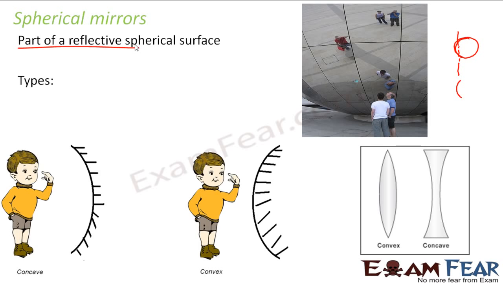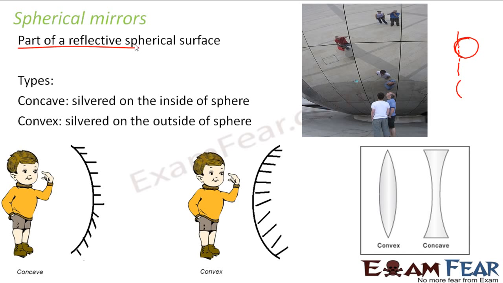So let us see what are the different types of spherical mirrors which we have. There are two types of spherical mirrors. One is a concave mirror and the other one is a convex mirror. So what is a concave and what is a convex mirror? When we talk about a concave mirror, the mirror is silvered on the inside of the sphere. So this is your concave mirror. That means it is silvered inside. So the inside surface is silvery. So this is your mirror side. You are getting my point?